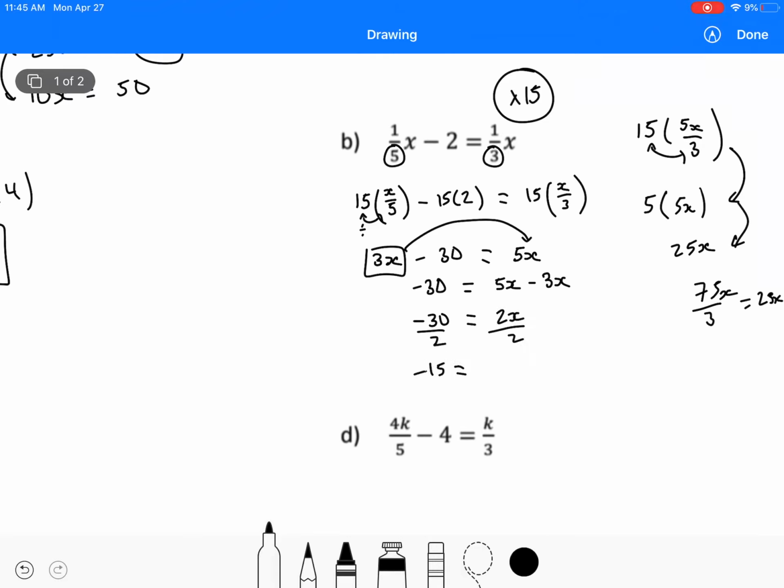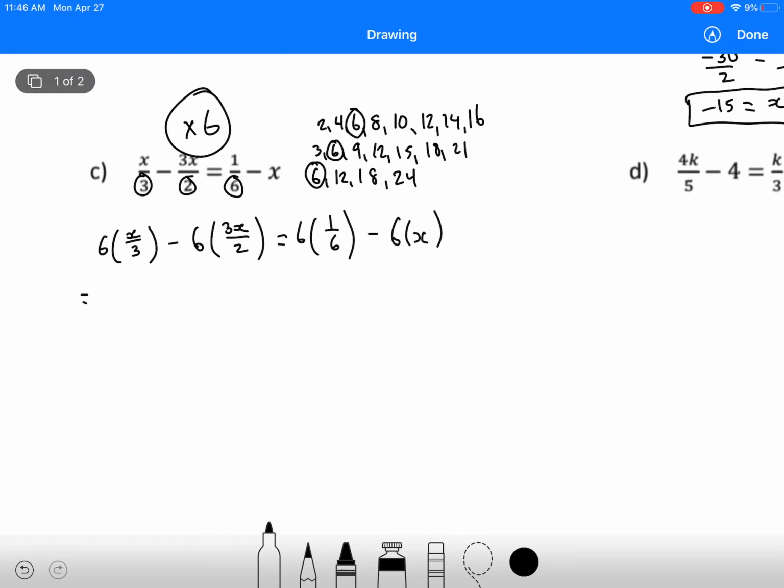All right, so this will be now 6 times x over 3 minus 6 times 3x over 2 equals 6 times 1 over 6 minus 6 times x. All right, everything's being multiplied by 6. Now let's solve. So again, doing the same thing, divide first, then multiply to the top. So 6 divided by 3 is 2, so this will be 2x minus 6 divided by 2 is 3, and 3 times 3 would be 9x.